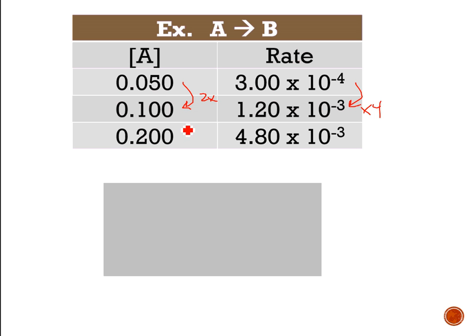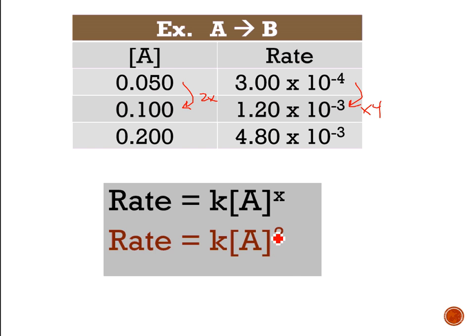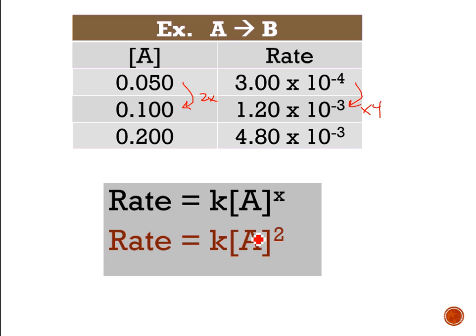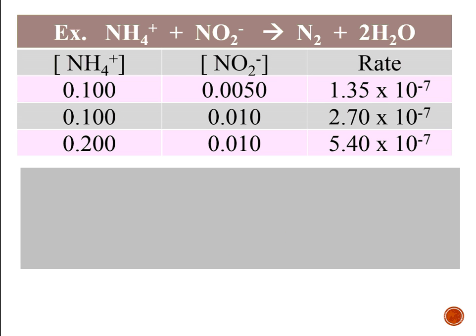So that leaves us with this. Our rate's going to be A to the x, where x is going to be 2, because we have a twofold increase making a fourfold increase in rate. The overall reaction order for this one would be 2. Our units would be liters per mole per unit time, and that's it.